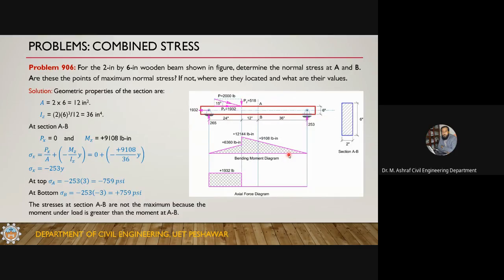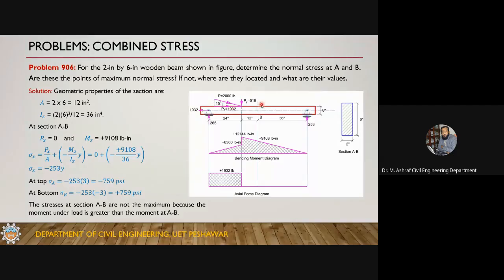Okay, this is slightly difficult, but we'll have to carefully see what is happening in this problem. For the 2-inch by 6-inch wooden beam, here you can see the 2-inch by 6-inch wooden beam. This is the cross section of this beam. This is 6 inches, so I've shown it with an exaggerated value. Determine the normal stress, and it is subjected to an inclined force of 15 kilonewton.